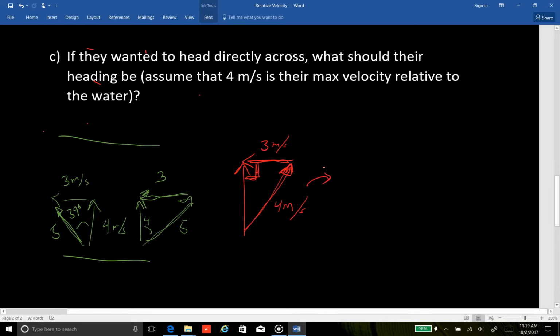So this, okay, we know what this is. This is the medium relative to the ground.